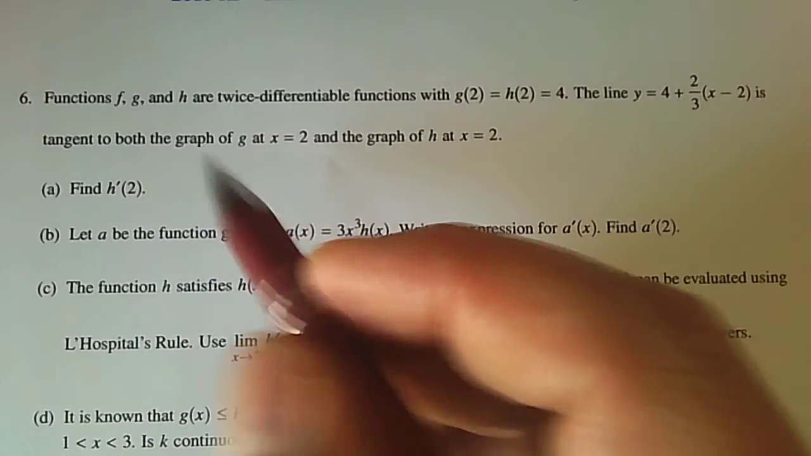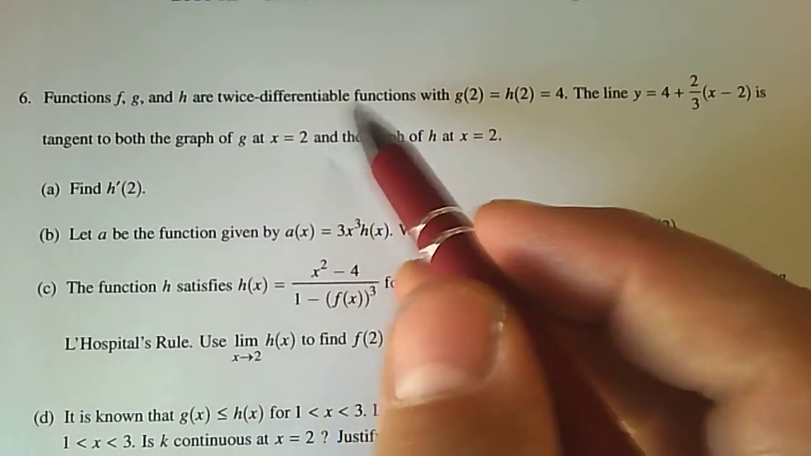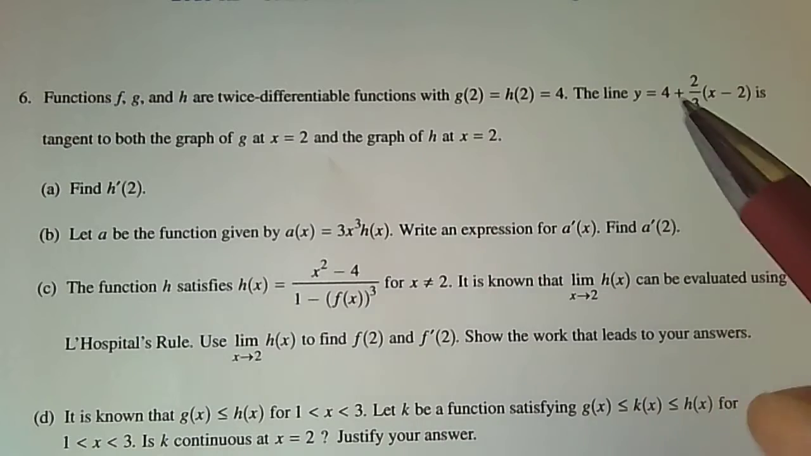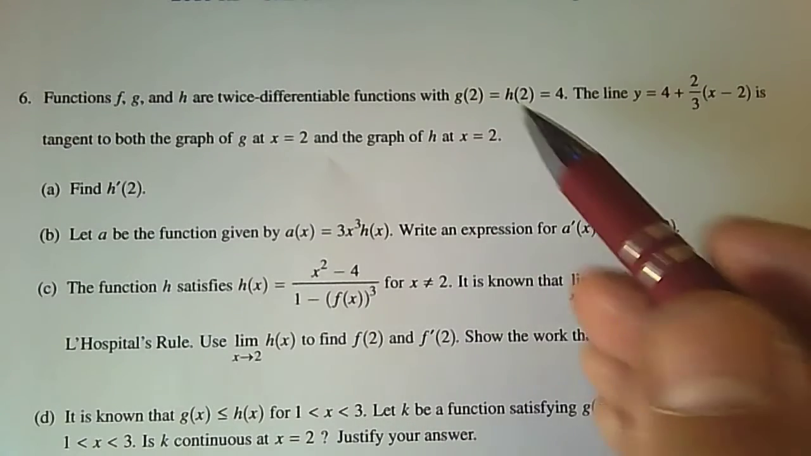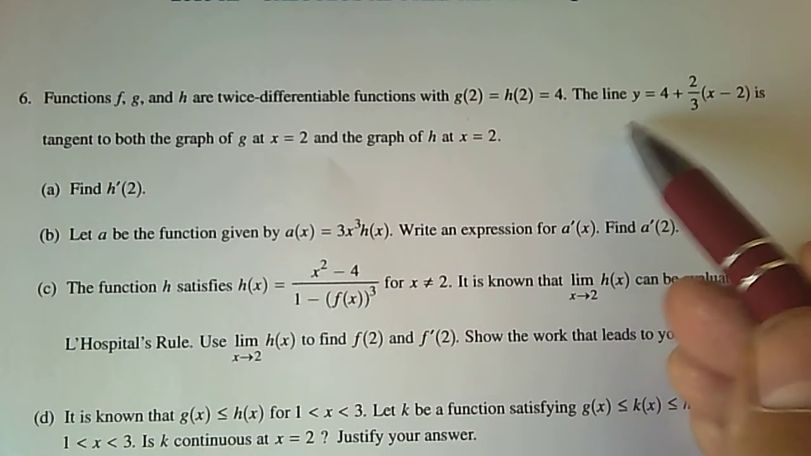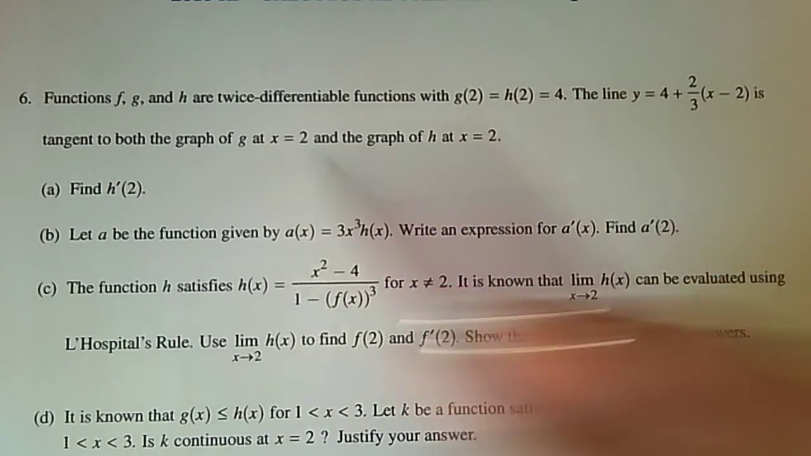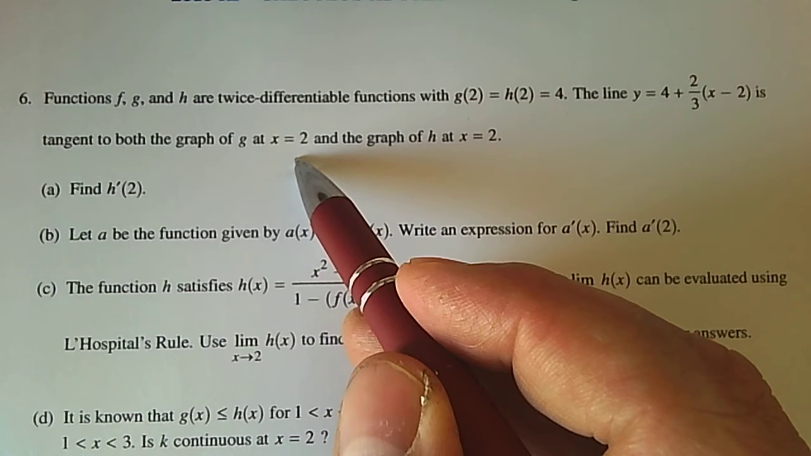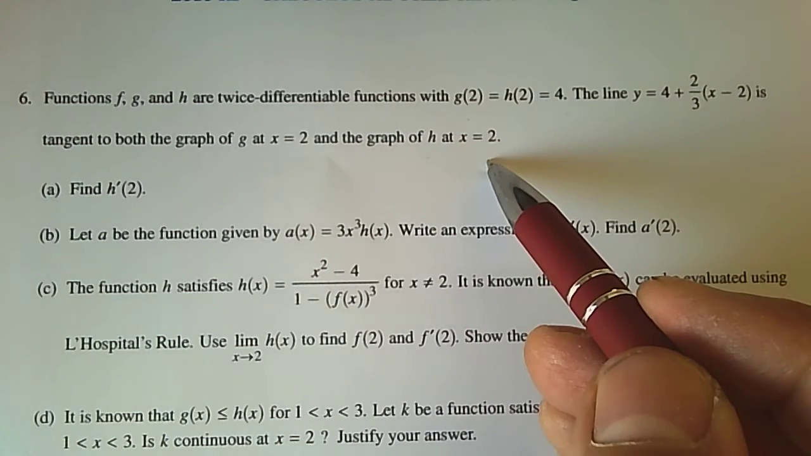So we have three functions, f, g, and h. They both are twice differentiable. That means they're continuous, and you can take the derivative everywhere. And it says g at 2 equals h at 2, which equals 4. The line y equals that is tangent to both the graph of g at x equals 2 and the graph of h at x equals 2.